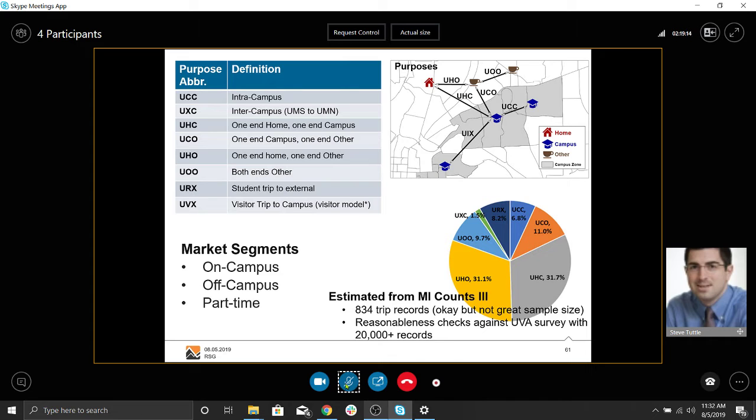But we also have a few trip purposes to consider university travel that's peripheral to the campus. In leveraging these purposes, we can look at all these different aspects of student travel that might be hard to capture in a precise way using the traditional home-based university purpose.